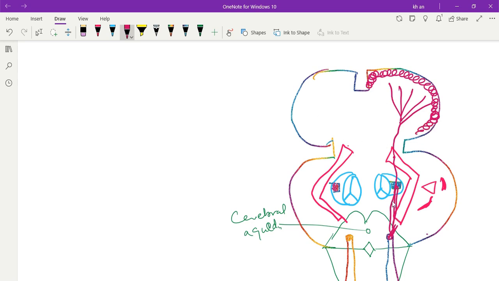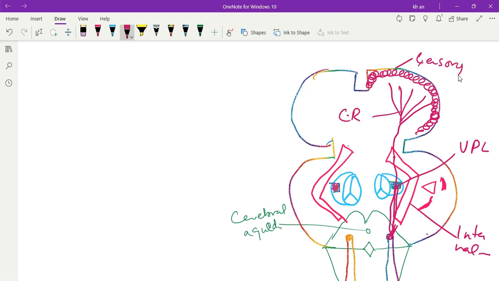So see, here the fibers will come and insert into the nucleus which is called the VPL nucleus, the ventral posterior lateral nucleus. This is the internal capsule, and the internal capsule has two parts: one is the anterior internal capsule, and this one is the posterior internal capsule. They will go into the posterior internal capsule, and from there the corona radiata, and from the corona radiata they will go to the sensory cortex.